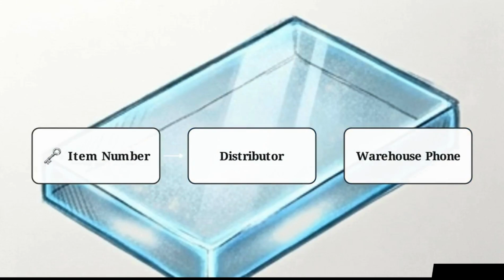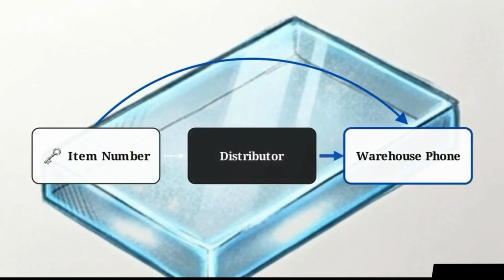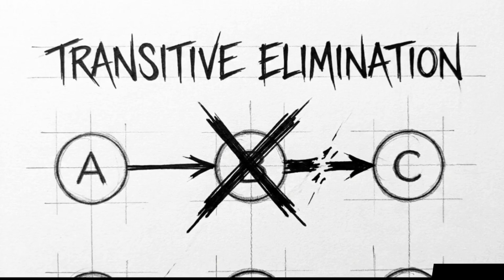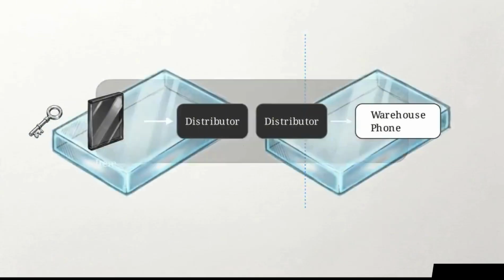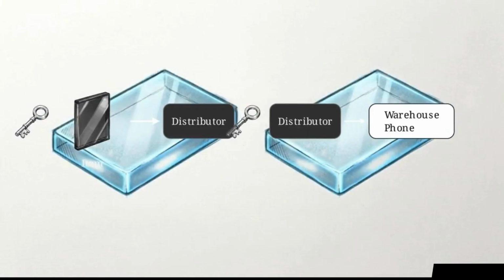For example, an item number determines a distributor, and that distributor determines the warehouse phone number. Third normal form states that a relation must be in second normal form and completely free of these transitive dependencies. The solution is to split the table, separating the items and the distributors into their own distinct relations.